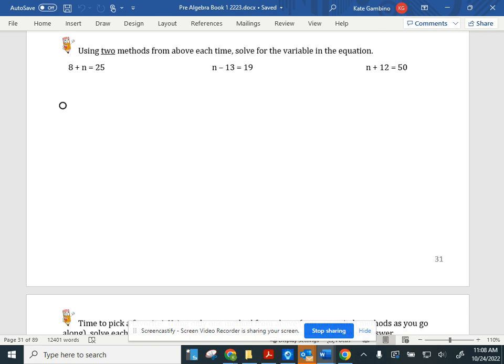Emily. Write out all four, just like we did at the top. And then you can solve it.